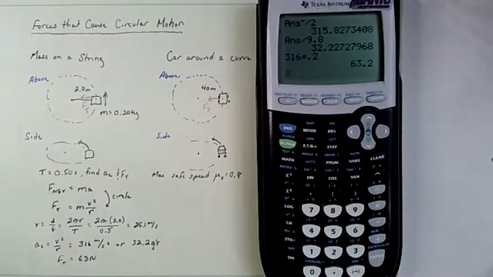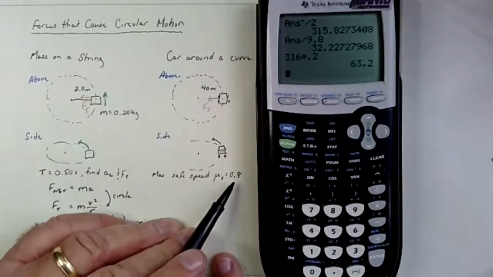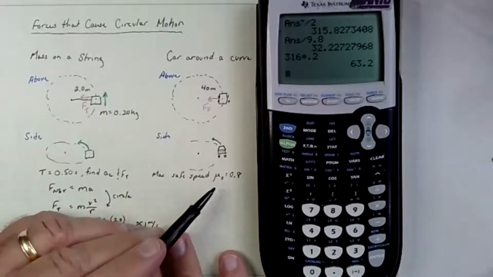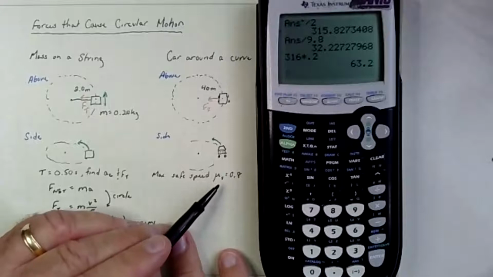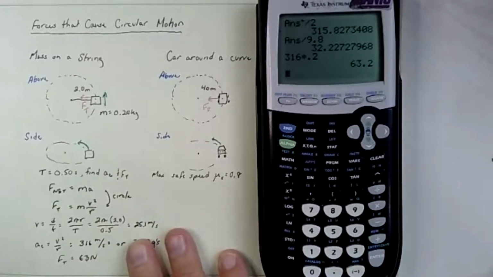And what we're supposed to do is find out the maximum safe speed given a coefficient of static friction between the tires and the road of 0.8. Now this is static, even though the car is moving. But with tires, hopefully, it's always static friction. Kinetic friction happens when you're skidding out of control. So nobody wants that.